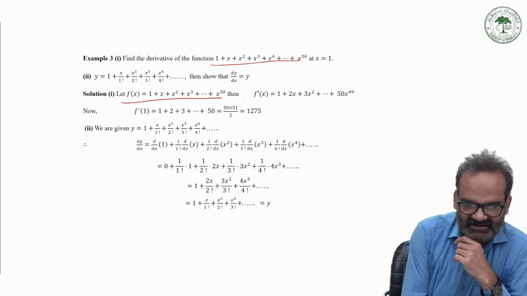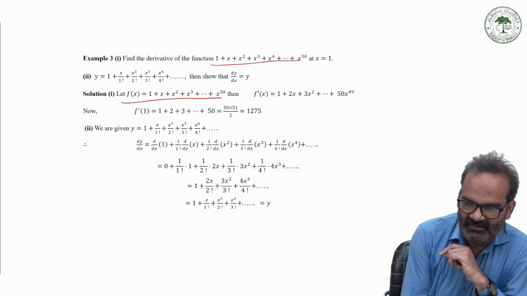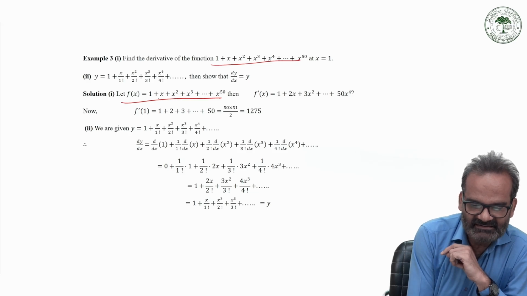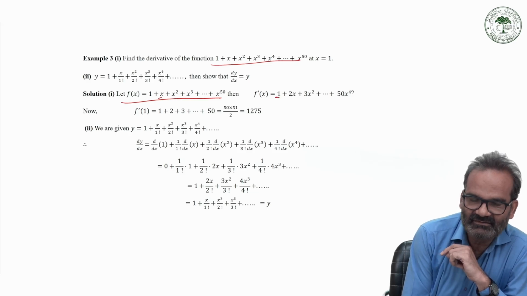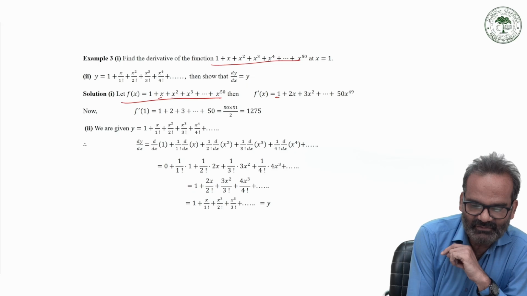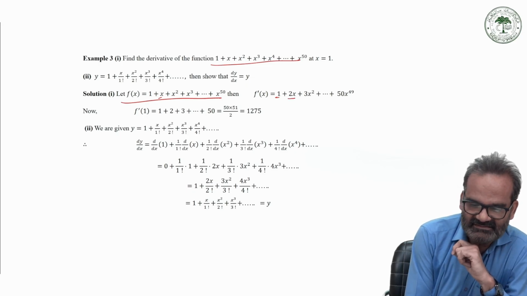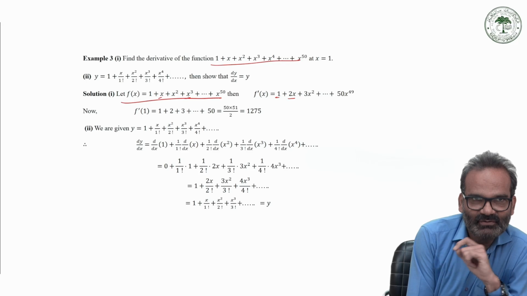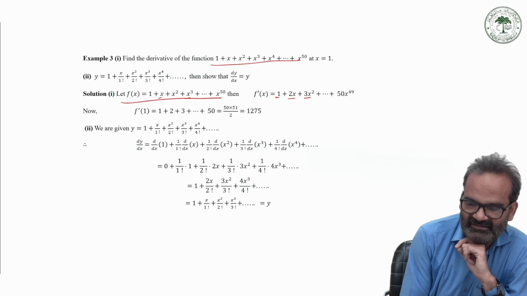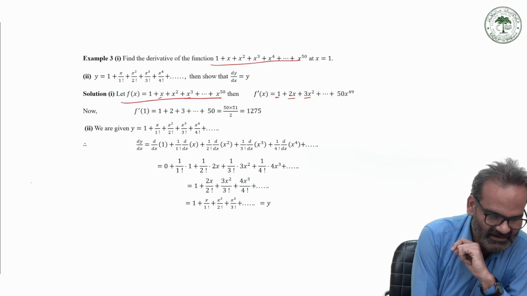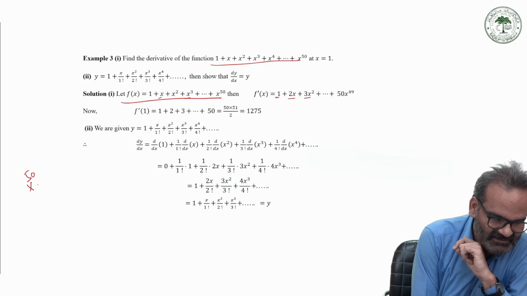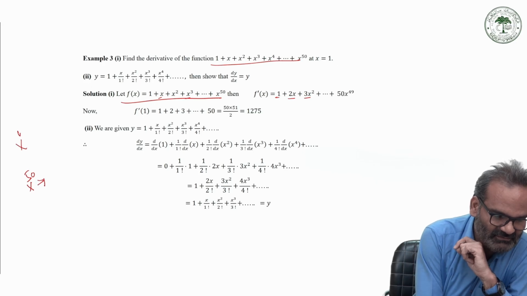Then f dash x: the derivative of 1 is 0. The derivative of x is 1. For x power 2, by the rule of x raised to the power n, its derivative is 2x. For x cubed, the derivative is 3x square. Likewise, for x power 50, its derivative will be what? By using the formula, that is 50x to the power 50 minus 1, that is 49.